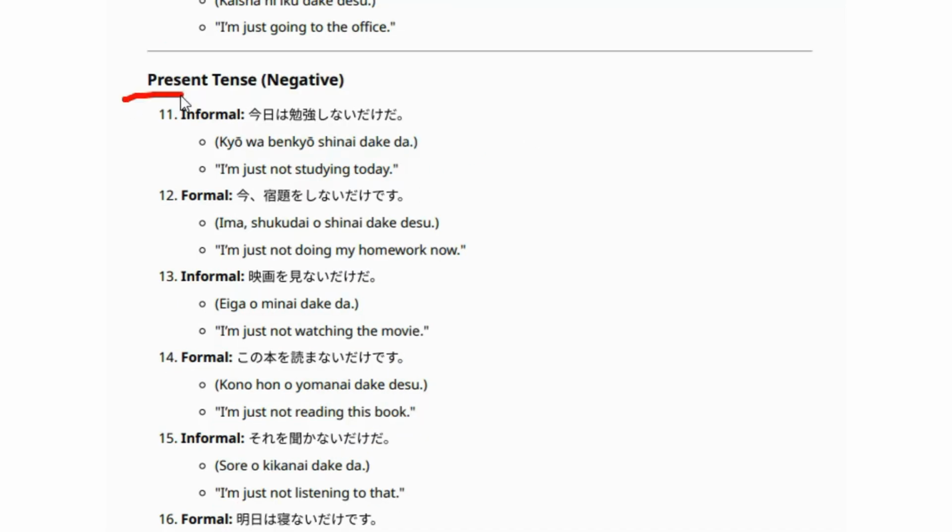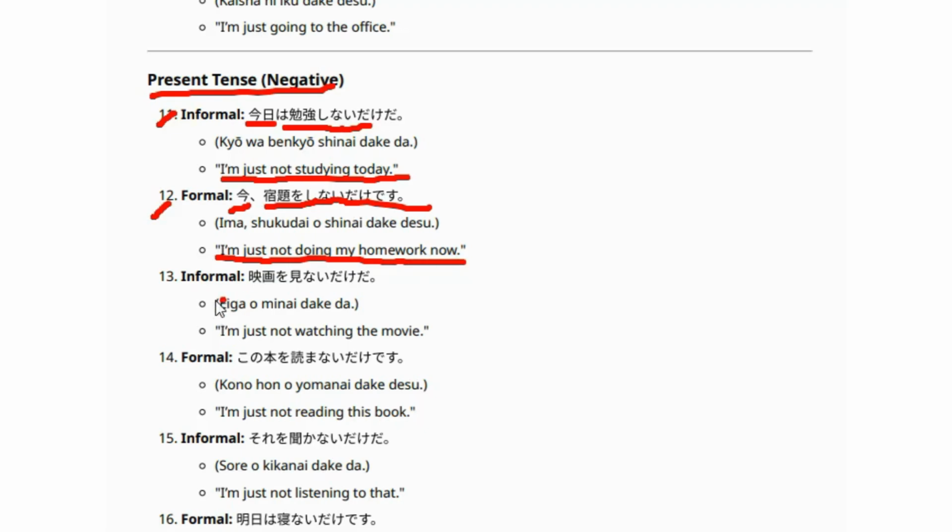Now let's see present negative sentences. The first one is kyou wa benkyou shinai dake da, which means I'm just not studying today. The next is ima shukudai o shinai dake desu, which means I am just not doing my homework now.